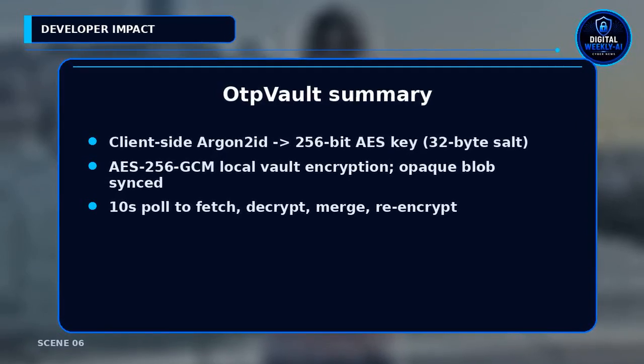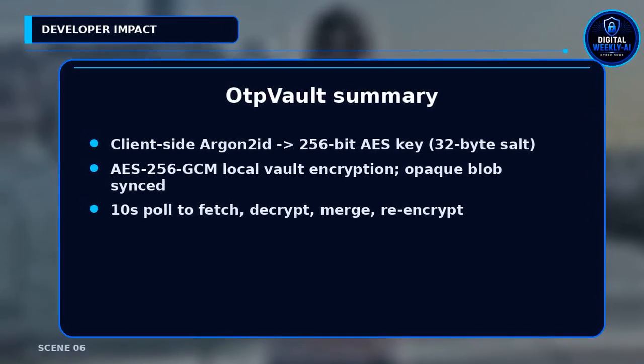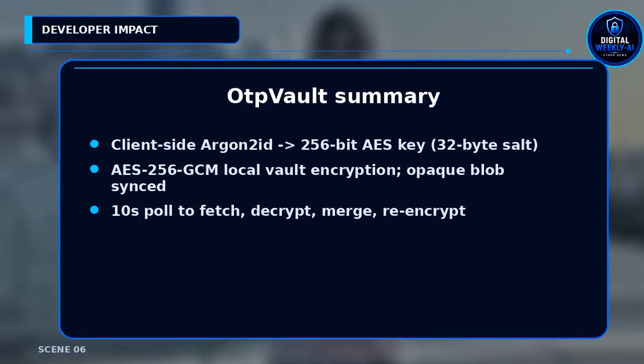OtpVault is a zero-knowledge 2FA authenticator. It derives a 256-bit AES key with Argon2id from a password and a 32-byte salt on the client. Vaults are encrypted with AES-256-GCM, and only the encrypted blob is synced. Sync polls every 10 seconds to fetch, decrypt, merge, and re-encrypt.